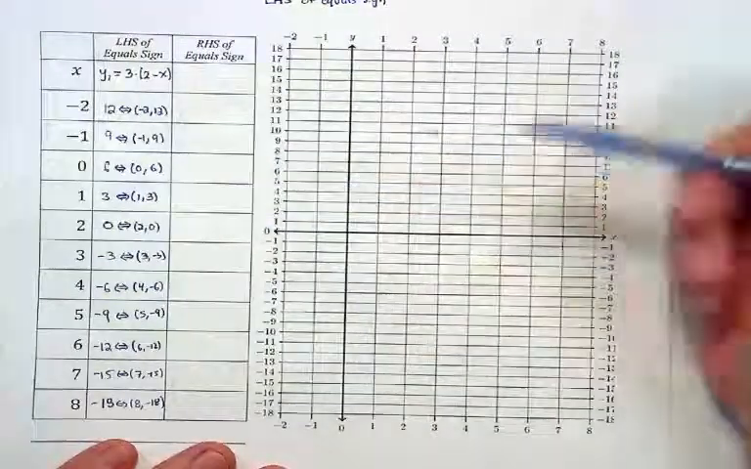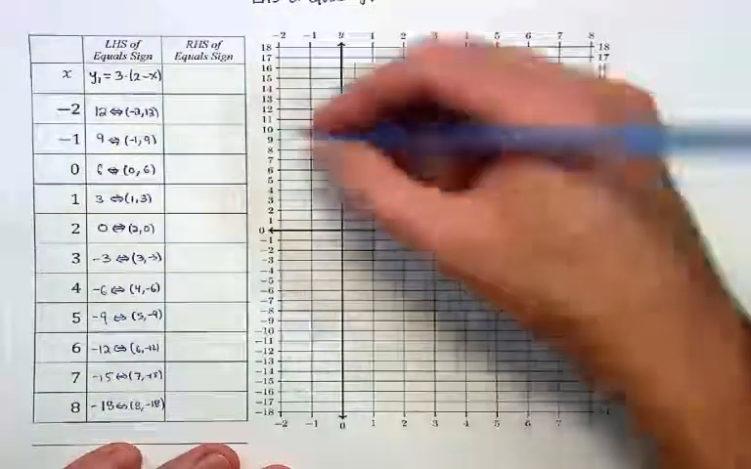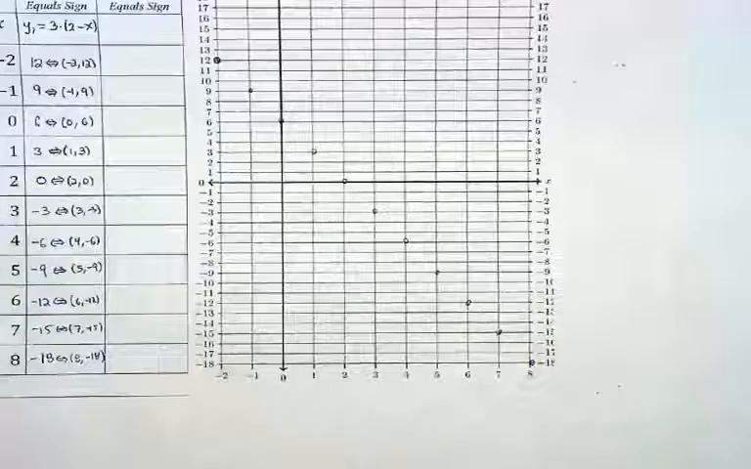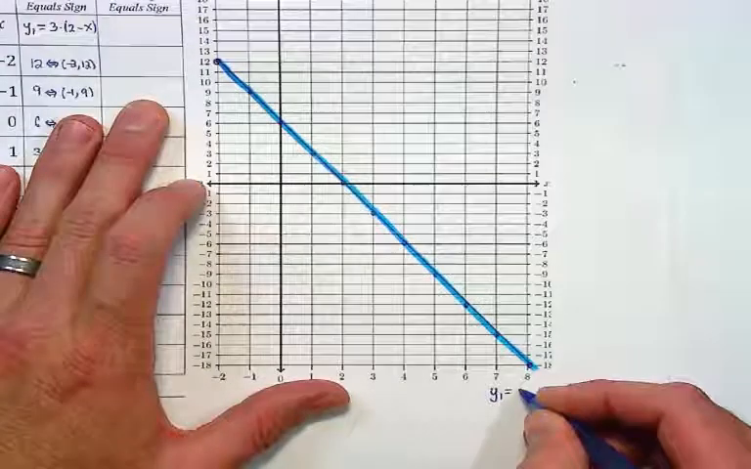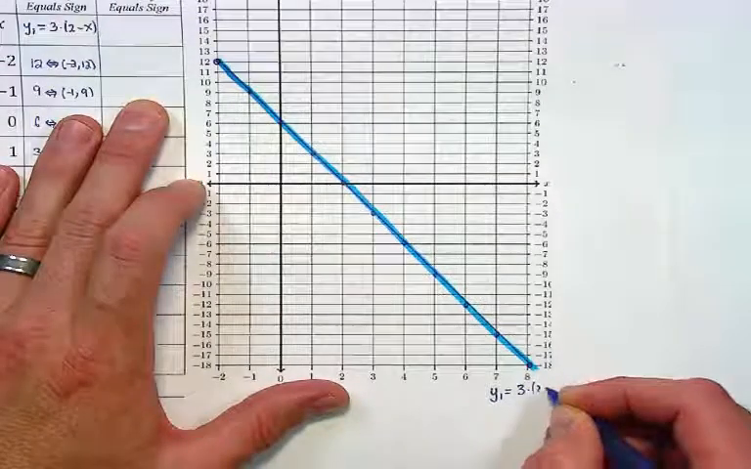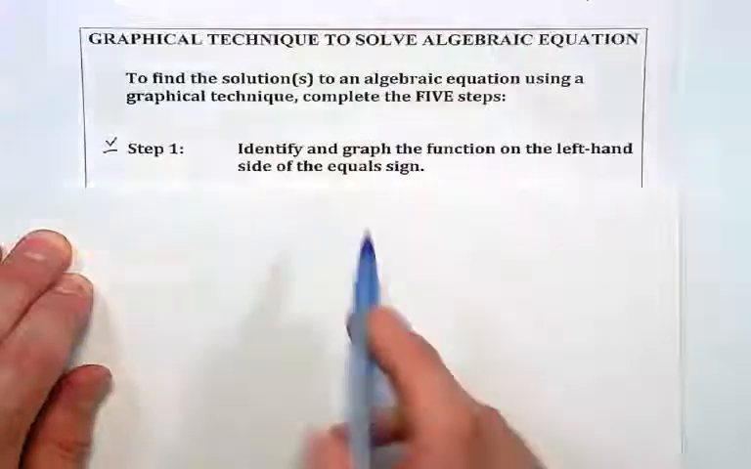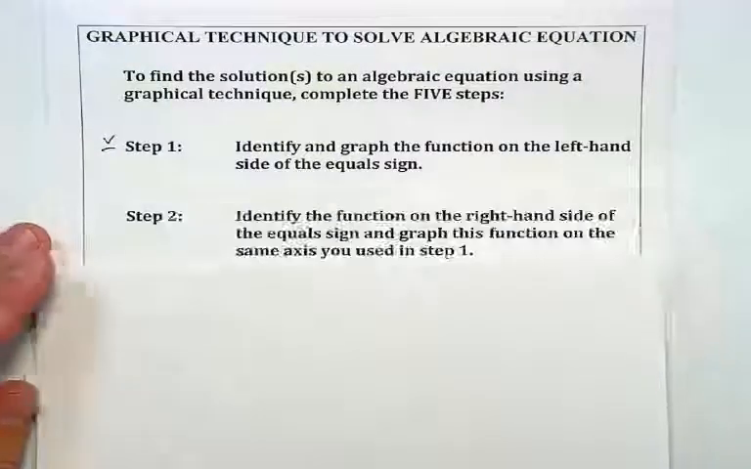Now that we have each of the input-output pairs, let's go ahead and graph. Again, I'll fast forward so you don't have to suffer through all the details. In blue, we see our y1 function graphed. Let's return to our graphical technique. We have just finished step 1, which was to identify and graph the function on the left-hand side of the equal sign. Let's move on to step 2.